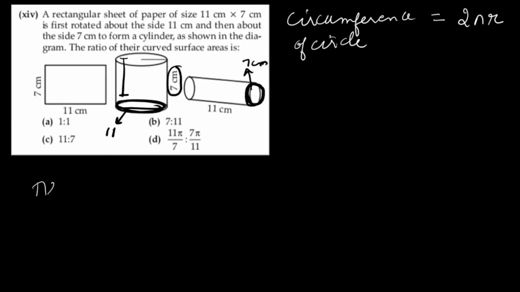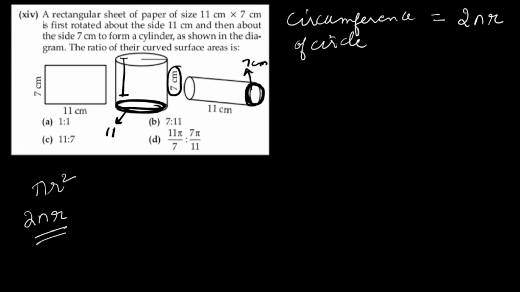Circle's area formula is pi r square. Circumference of the circle is equal to 2 pi r. So you should remember, because whenever we know the circumference, with the help of circumference we can find the radius. So for the first cylinder, we have to find the ratio of their curved surface areas.